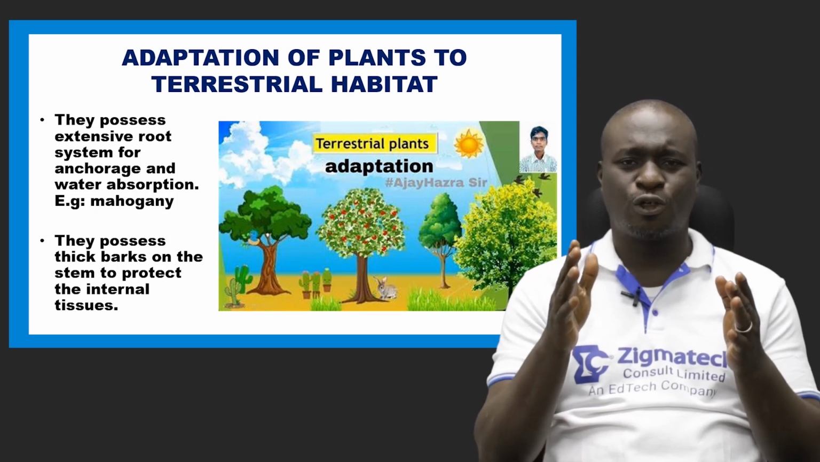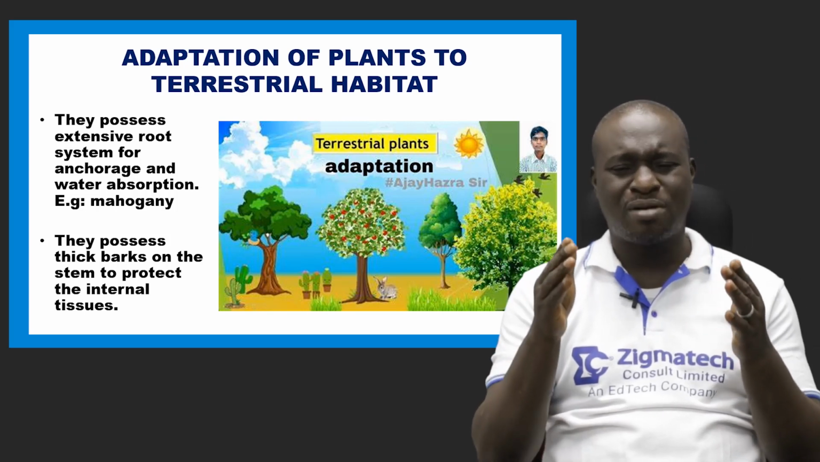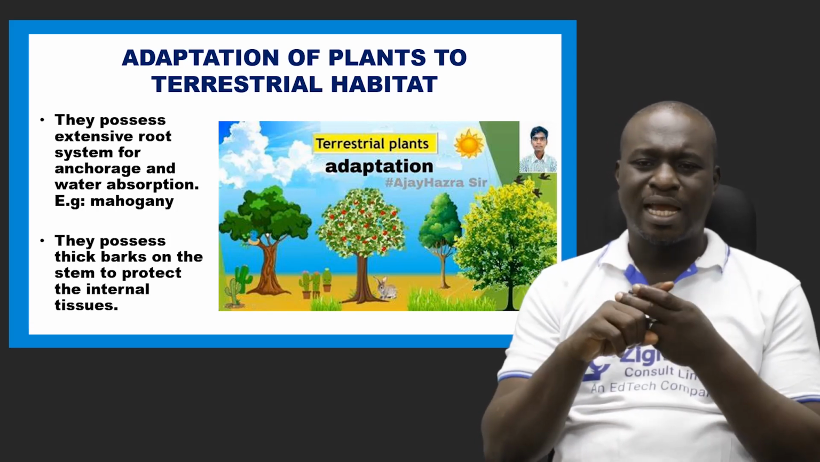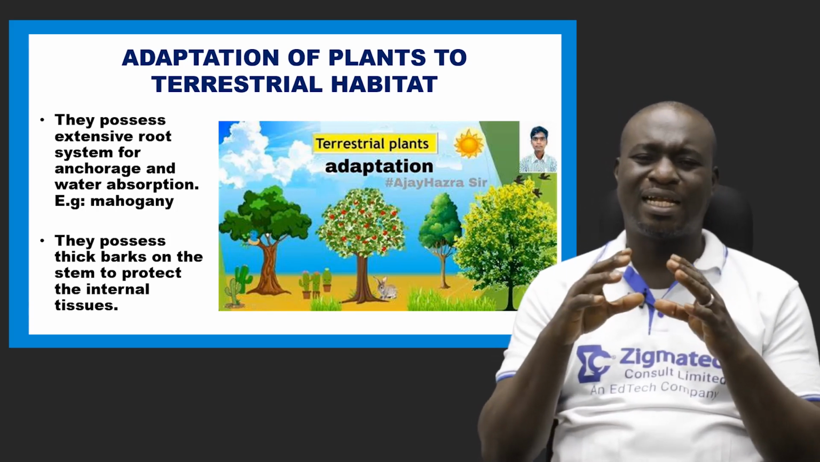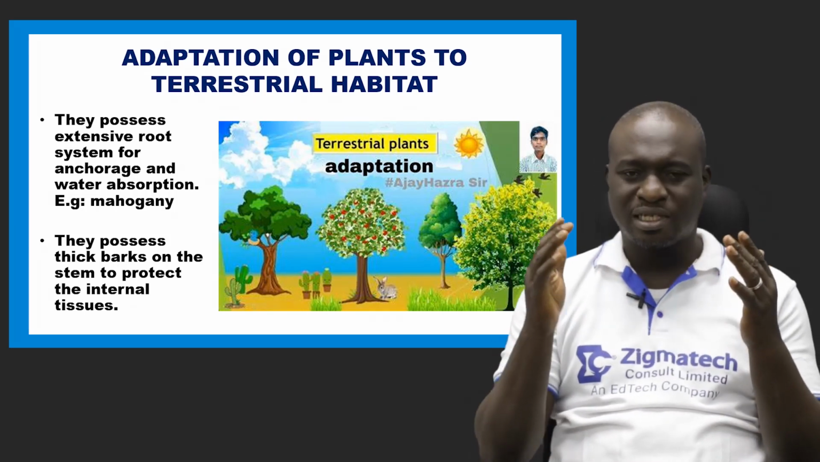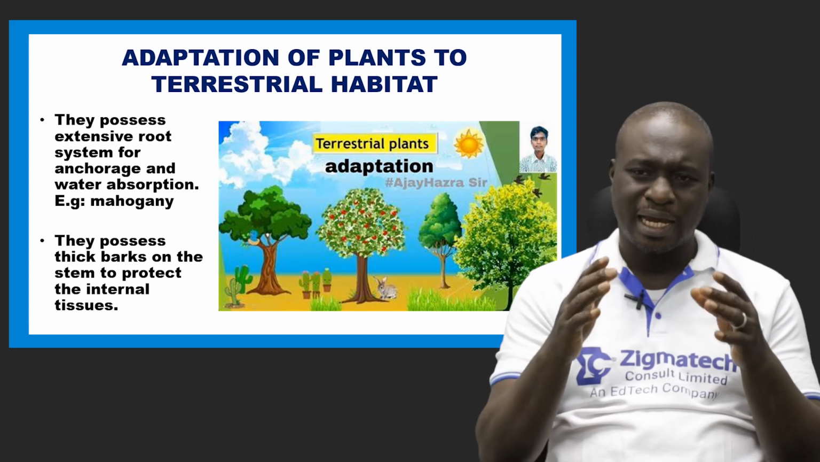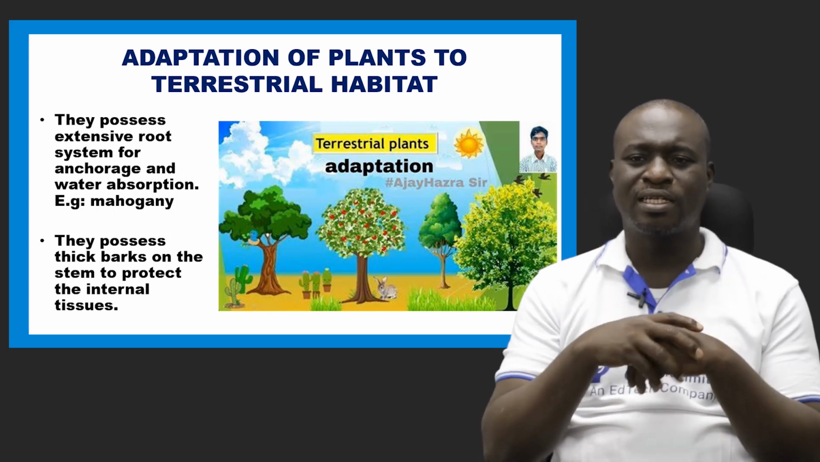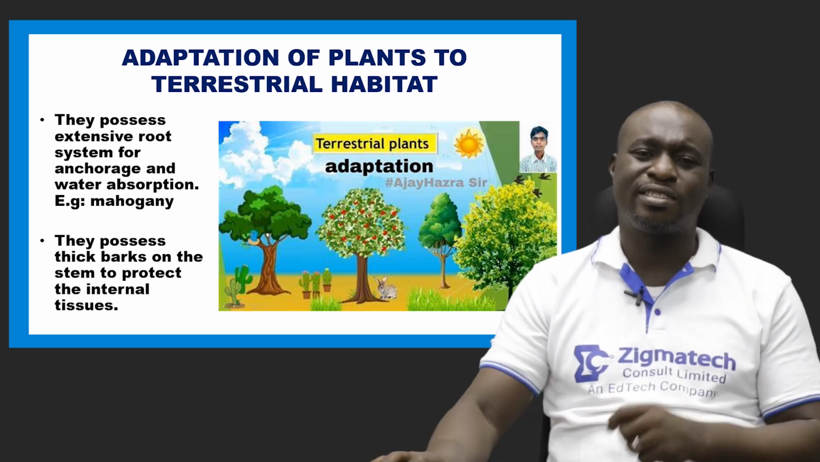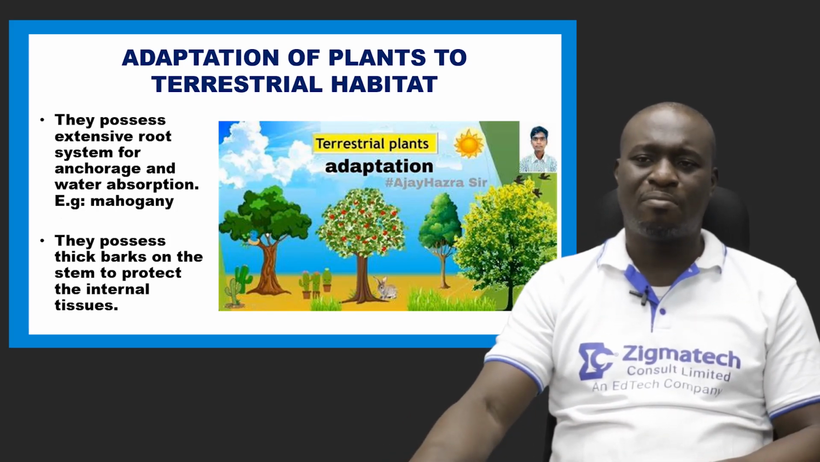Another adaptive feature you can find in plants is that they possess thick barks on the stem to protect the internal tissues. Thick barks. The bark is not spelled B-A-C-K, but B-A-R-K. So they possess thick barks on the stem, and it is there to protect the internal tissues of these plants.